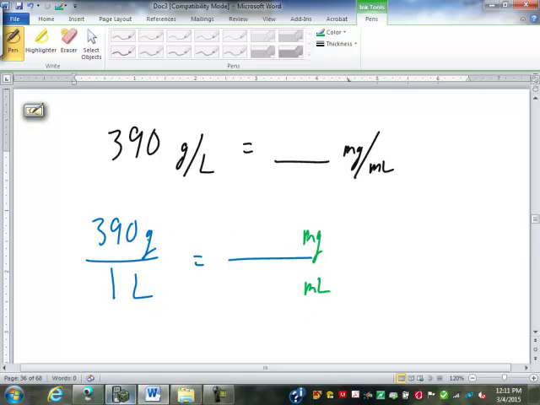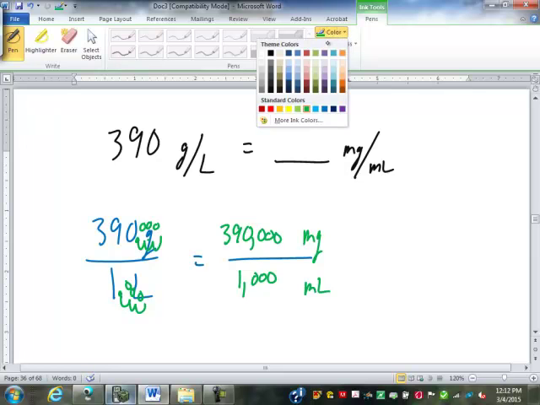To get from grams to milligrams is 3 spots to the right on our chart. So our decimal point starts here. We're going to move 3 spots to the right, which means you have to add zeros. That's going to be 390,000. Liters to milliliters is also 3 spots to the right. So our decimal point starts after the 1. We move it 3 spots to the right, and filling in zeros is 1,000.